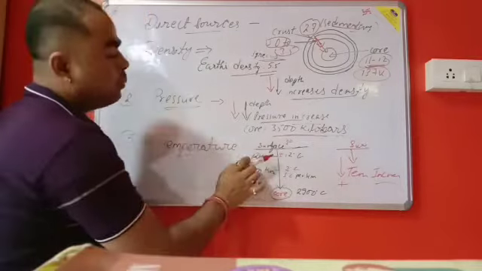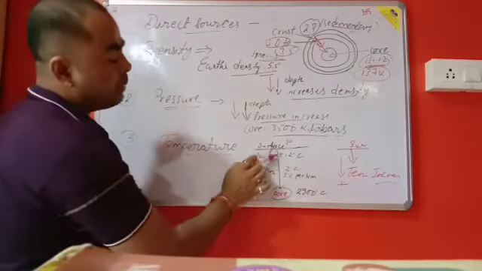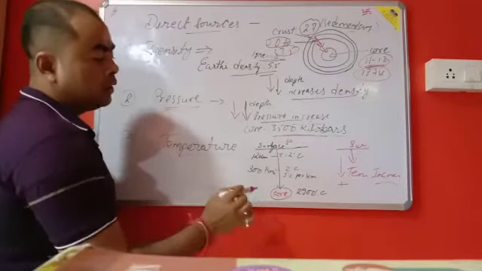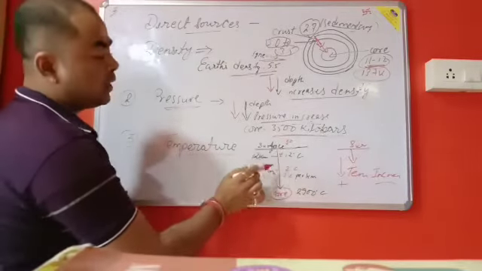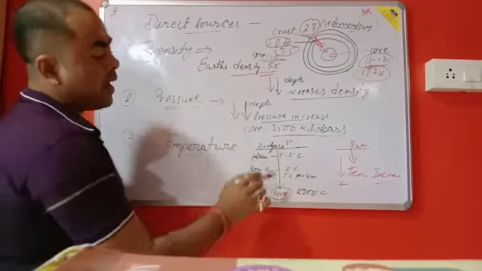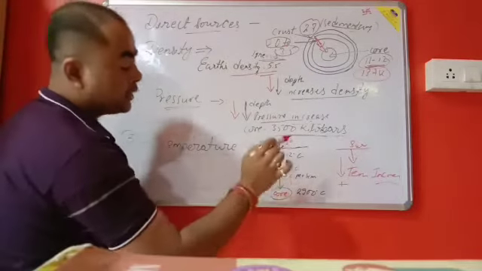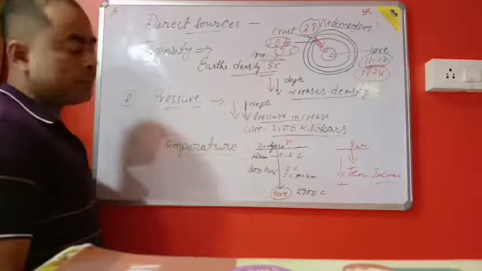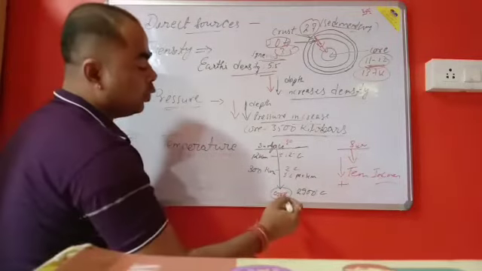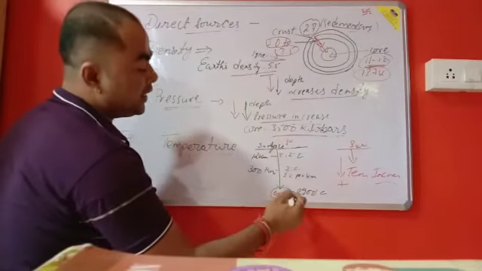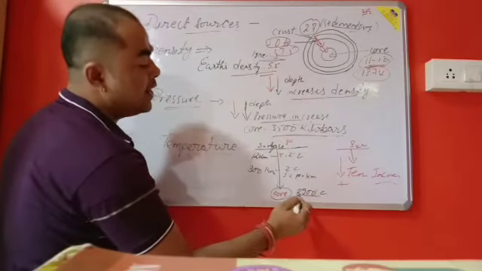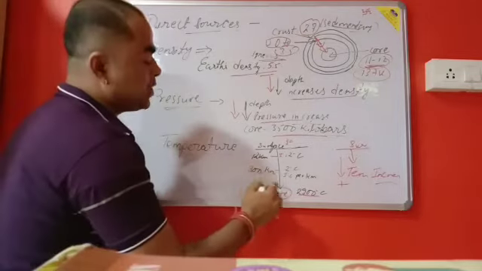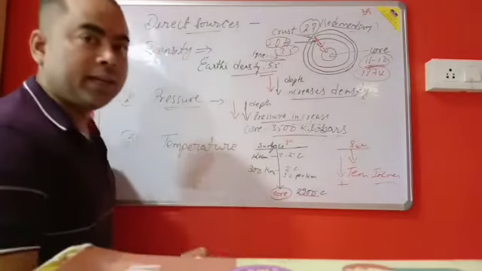From 12 to 300 kilometers, the temperature increases by 2 degrees Celsius per kilometer. After 300 kilometers, the temperature increases by 1 degree Celsius per kilometer. At the center of the core, you get the highest temperature, that is 2900 degrees Celsius, which is very high. In this high temperature, only hard rock can exist.